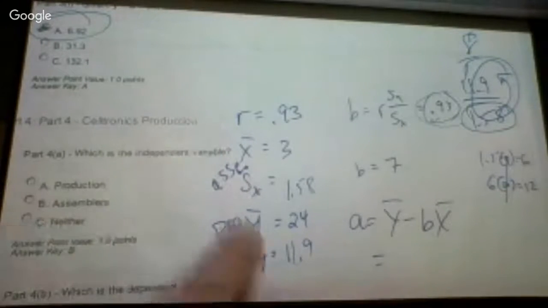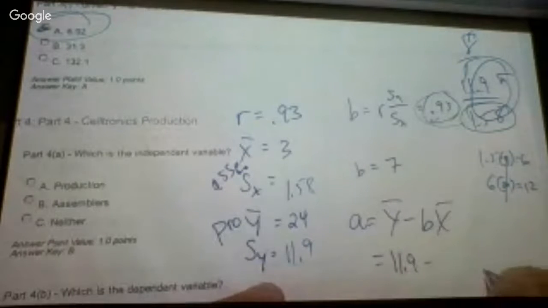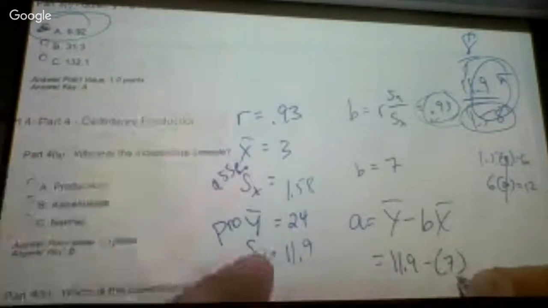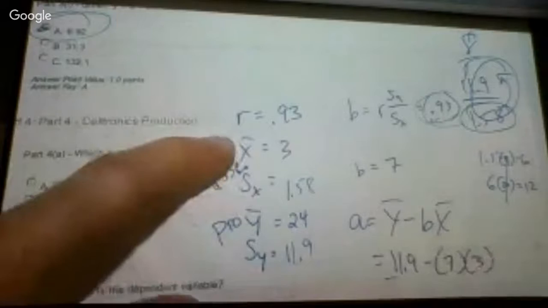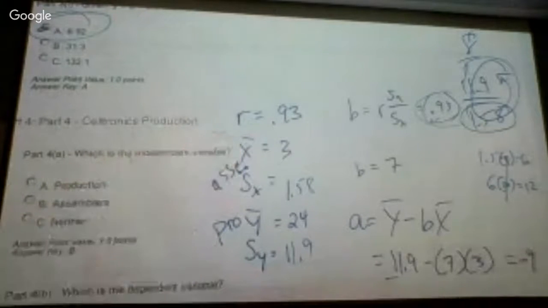Y bar, the average of Y, 11.9 minus B, which is 7 times x bar, which is 3, basically 12 minus 21 should be something around -9. Is that right? Let's find out. Give me a trend line. Give me some options for that trend line. Oh, wow. It's straight up A equals 3, B equals 7.